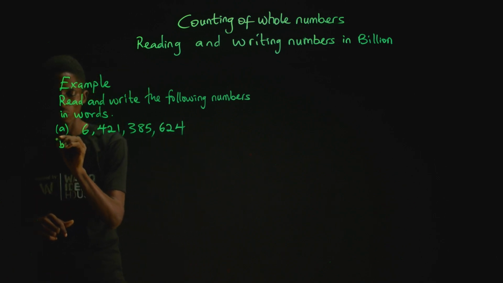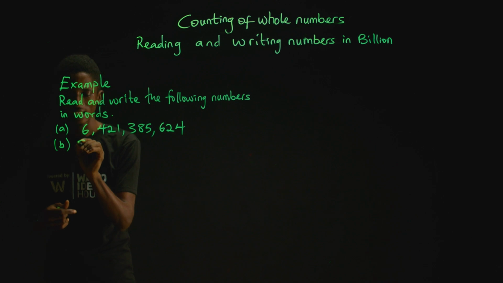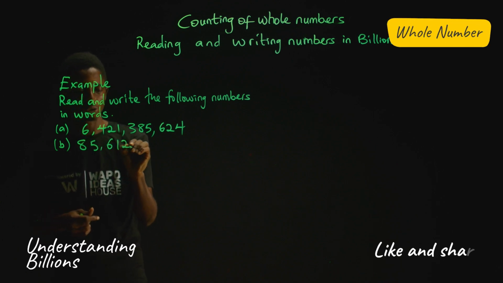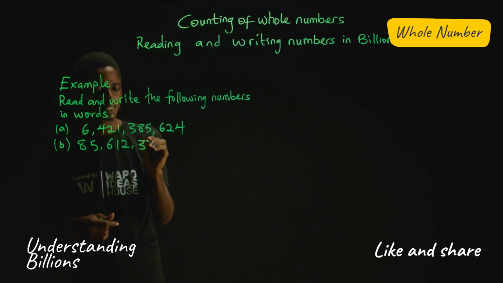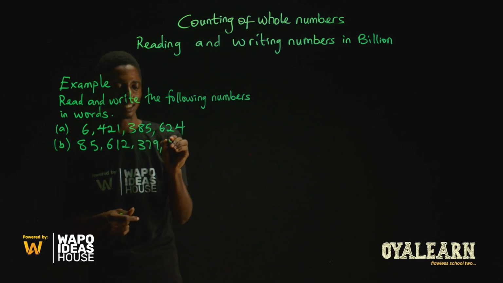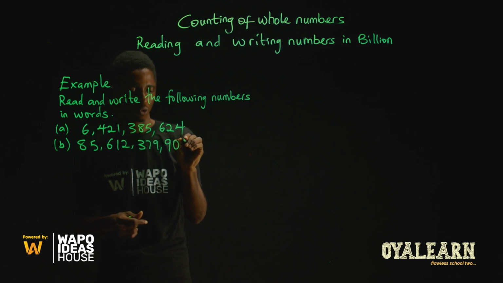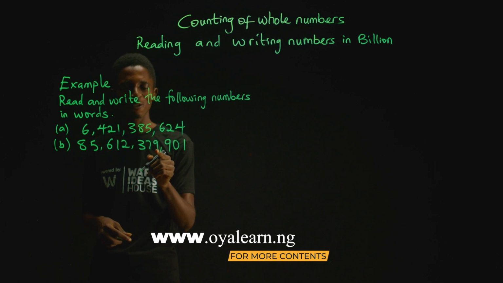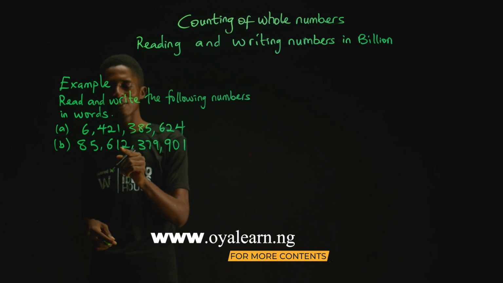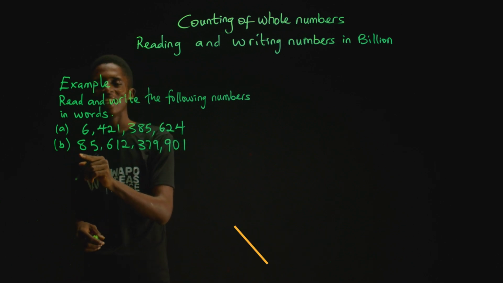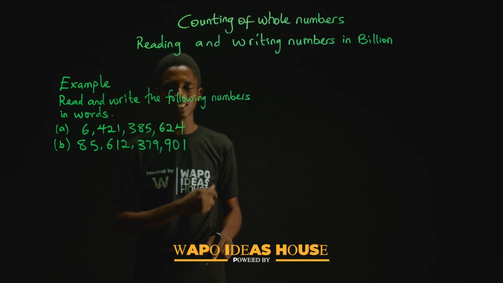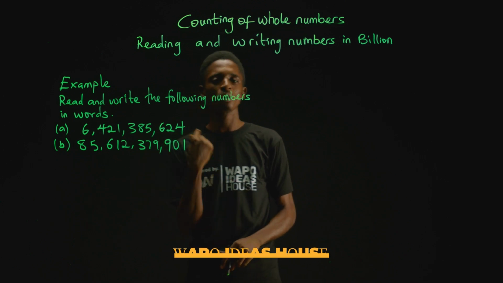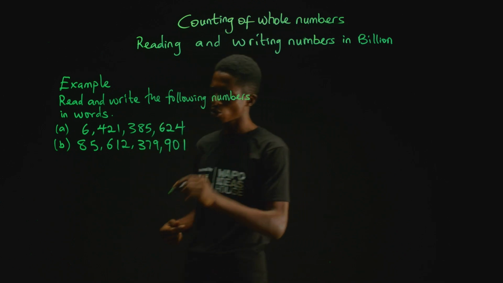And then the second one, let's take 8 5 6 1 2 3 7 9 9 0 1. And this time we have 1 2 3 4 5 6 7 8 9 10 11, 11 digit numbers. How do we read these numbers and how do we write them in words? Solution.